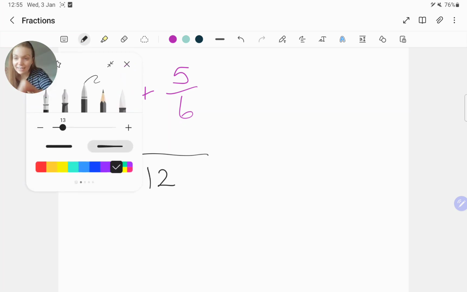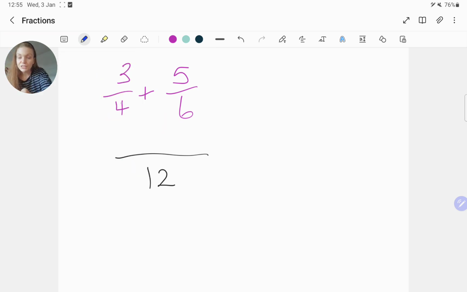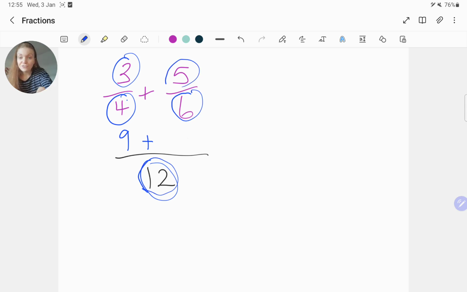So same thing again. I'll get a different color just to show it again. So we say 4 goes into 12 3 times. 3 3s are 9, plus 6 goes into 12 twice. 5 2s are 10. So that gives me 19 over 12. Okay, and that's what we call a top-heavy fraction, okay? So we will be looking at top-heavy and proper mixed numbers in a different video, but that's top-heavy, okay?